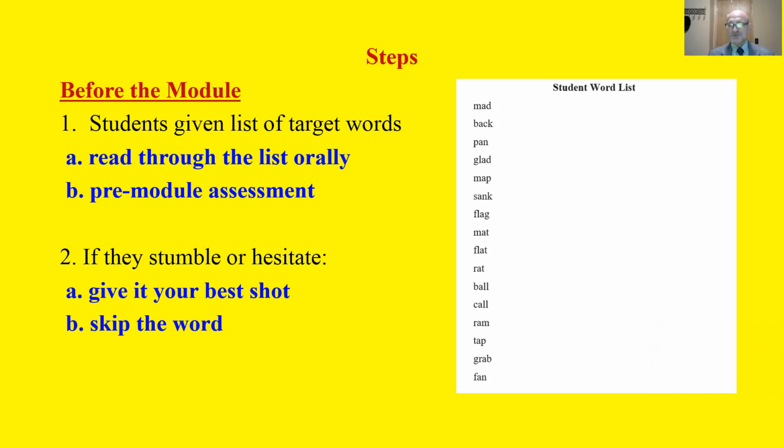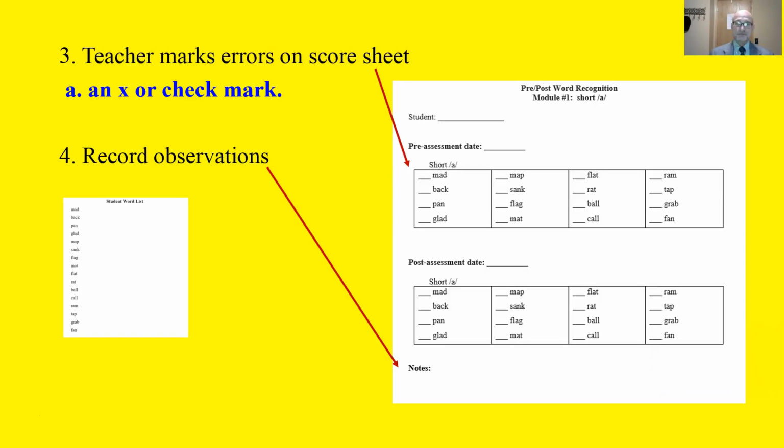So here are the steps before the module. Give the student or students an individual list of target words. They read through the list orally. And again, this is before the module. If they stumble on a word or they don't know it, simply say, give it your best shot or skip the word. The teacher then has a score sheet that looks exactly like that, and it reflects exactly the order and the words on the score sheet, and they put a check or an X or something to indicate words in which the student stumbled or miscued or errored.